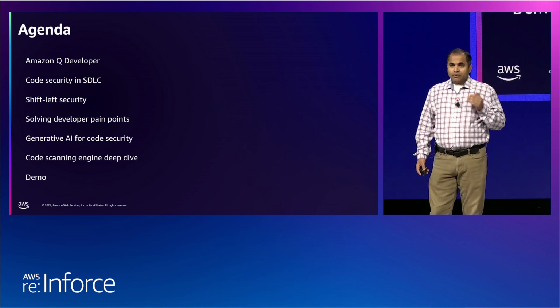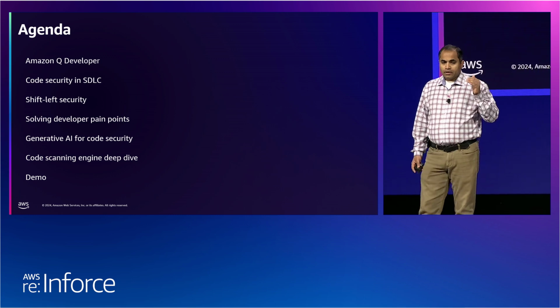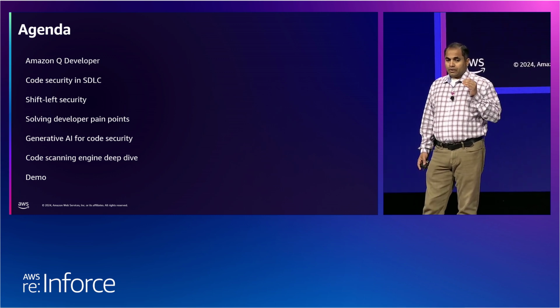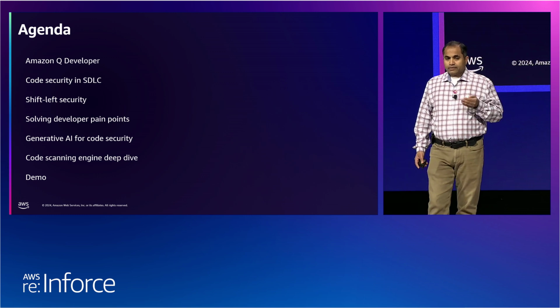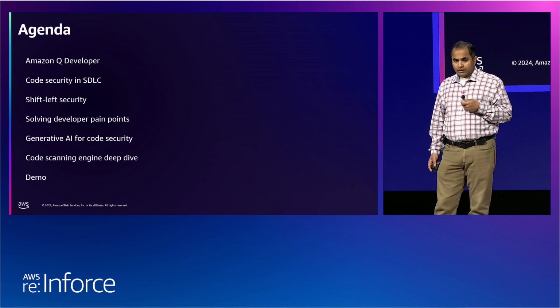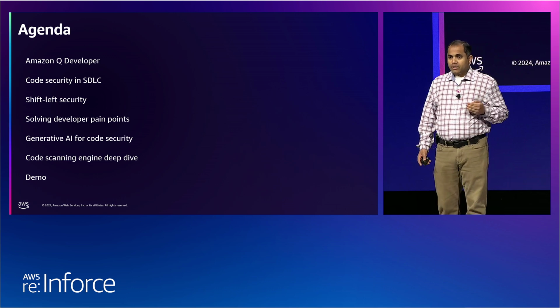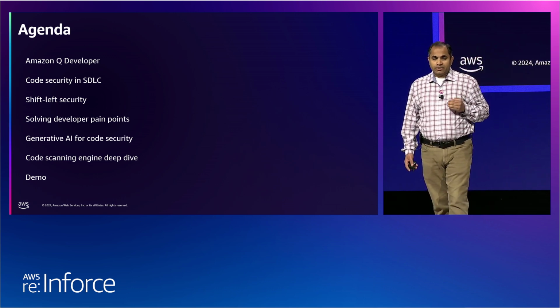The presentation will be in two parts. In the first part, we will talk about the different ways you can make your code secure and what features and tooling AWS provides for building secure applications. And in the second part, we will deep dive into the architecture of our code scanning engine, and we will end the presentation.